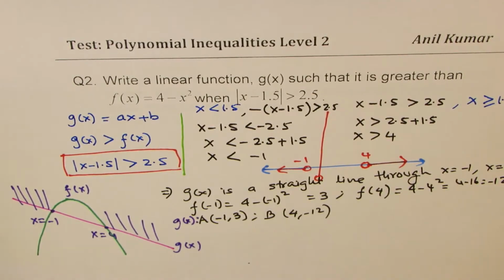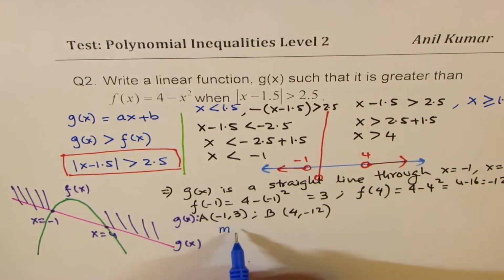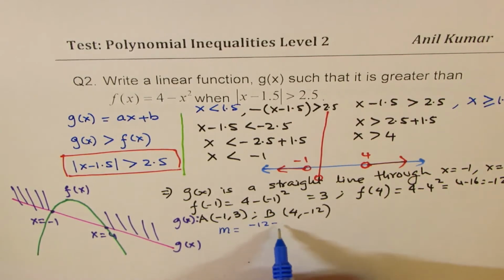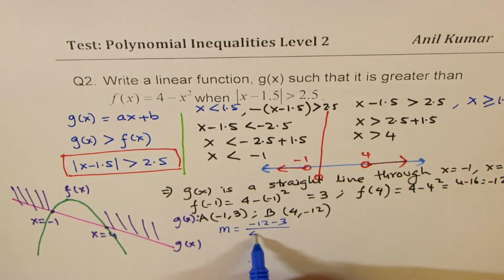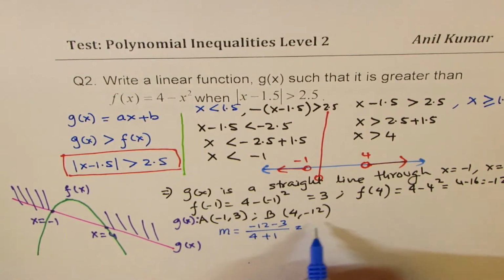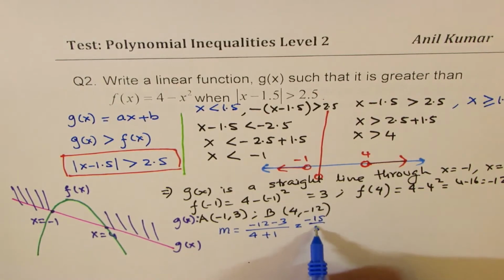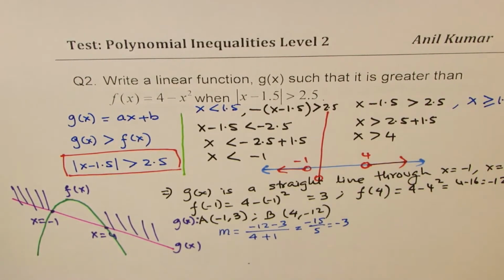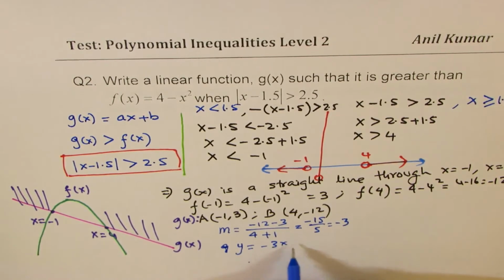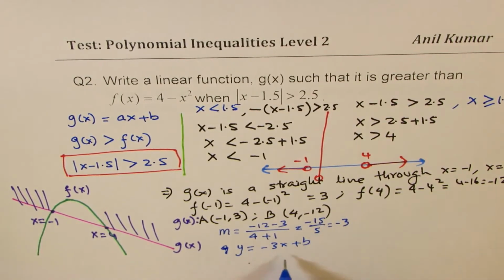So now it is easy. We can find the equation of this line. So the first step is, of course, to find the slope m, which is y2 minus y1 over x2 minus x1. So we get minus 12 minus 3 divided by 4 minus minus 1, which makes it plus 5. So what we get here is minus 15 over 5, or minus 3. So minus 3 is the slope. So the equation of the line could be, let's write just y here, minus 3x plus b. To find the value of b, we'll plug in the point. Perfect.